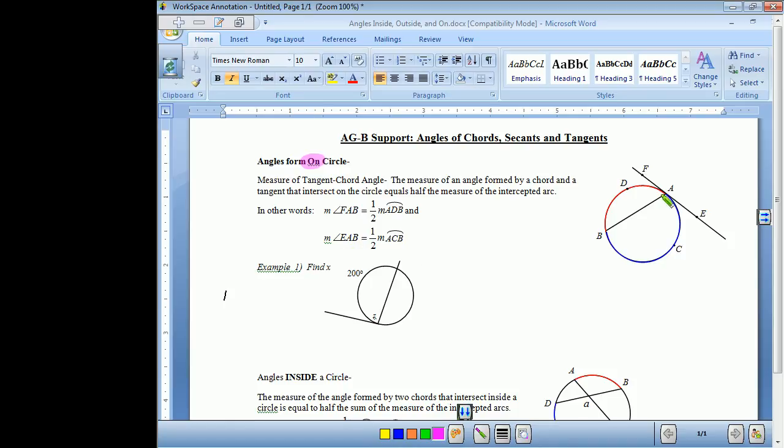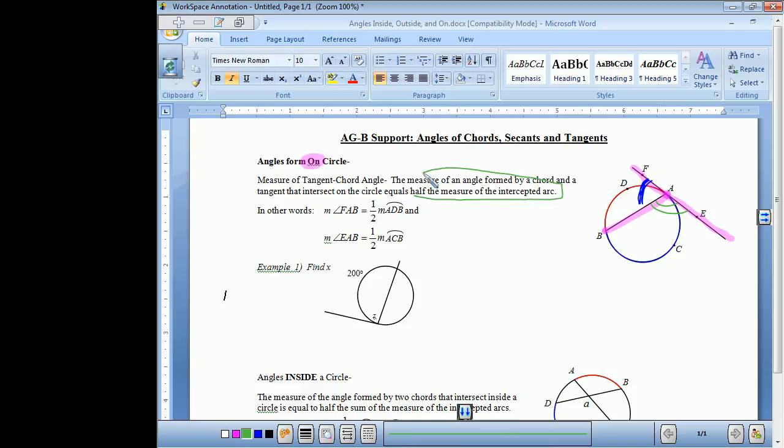Do you see that what I mean by on is the vertex of the angle is on the circle. If the vertex is on the circle, then it's going to be formed by a chord and a, what do we call that? Tangent. Okay, so we really have two angles here. We have this angle. Do you guys see that angle? And we also have this angle. So we have two angles that are formed when the vertex lies on the circle, and that's formed by a chord and a tangent. So to get the measure of this angle, it is half the intercepted arc.